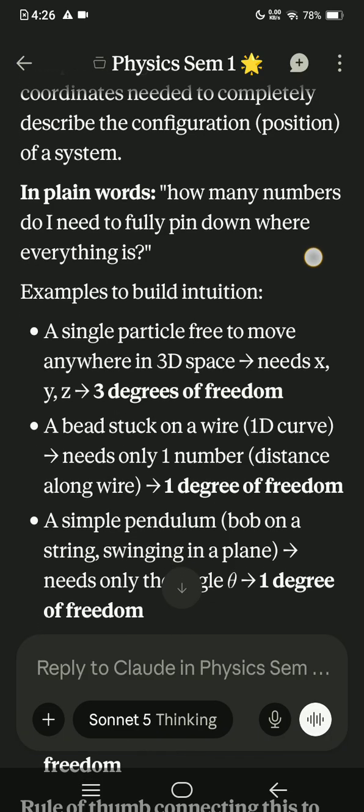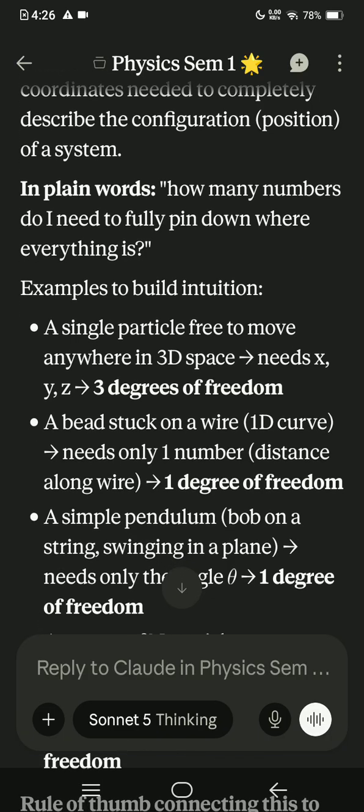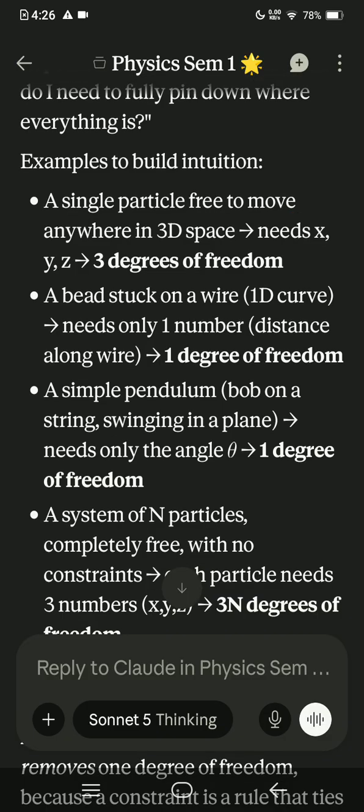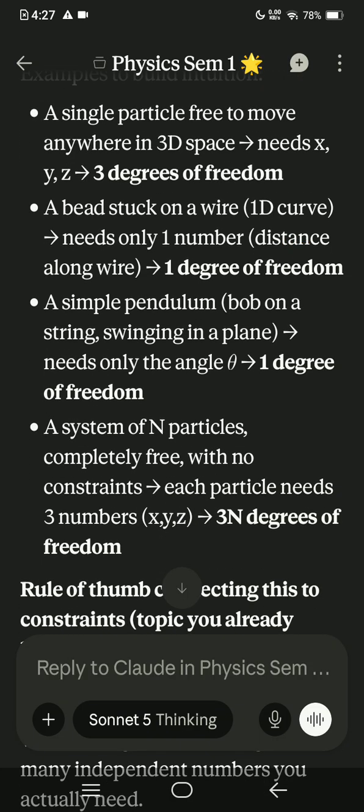Example to build intuition. A single particle free to move anywhere in 3D space needs xyz, so 3 degrees of freedom. A bead stuck on a wire, a 1D curve, needs only one number, the distance along the wire, so 1 degree of freedom. A simple pendulum bob on a string swinging in a plane needs only angle theta, so 1 degree of freedom.